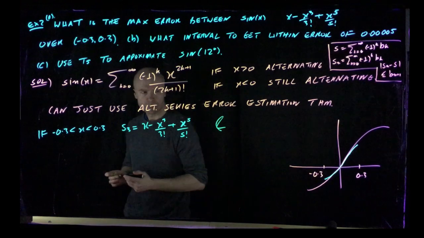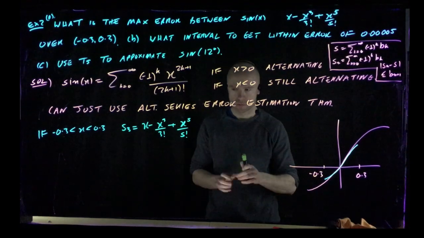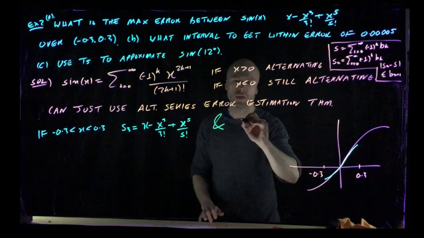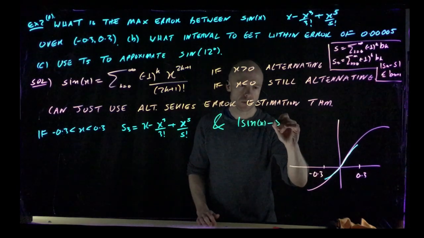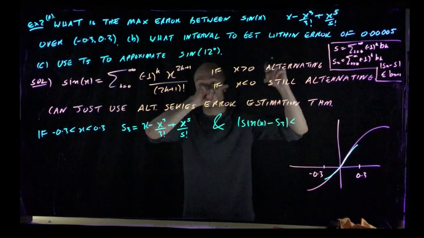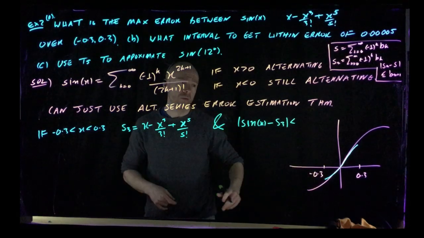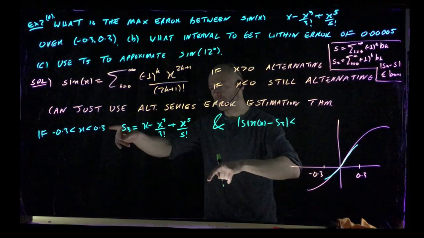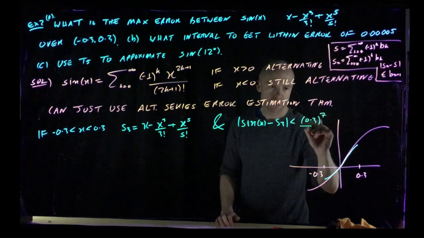by the theorem, and let me erase that. We know that the difference between the actual answer, which is sine, the sum of this alternating series, minus these first three terms, is less than the size of the fourth term, the b_{n+1} term, right? And what will that be? The next term will be x to the 7 over 7 factorial, right? So since the range is between minus 0.3 and 0.3, this will be 0.3 to the 7 over 7 factorial.